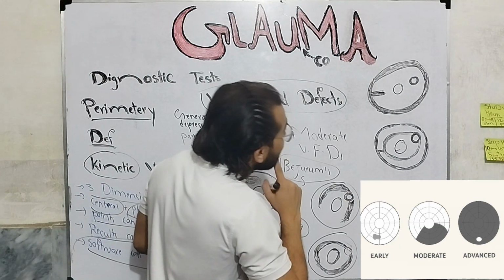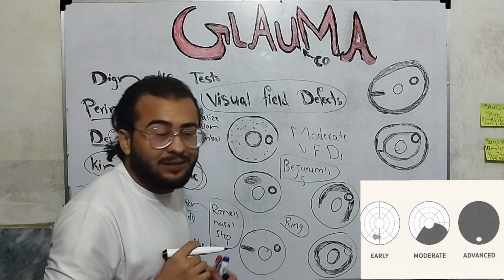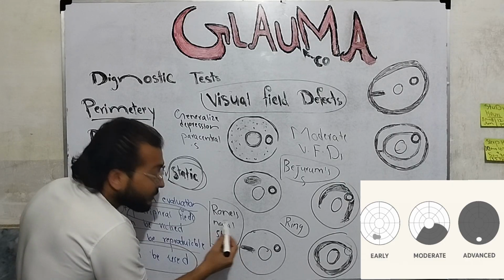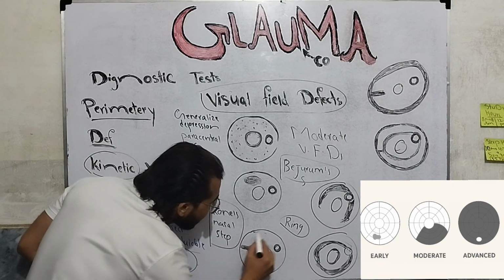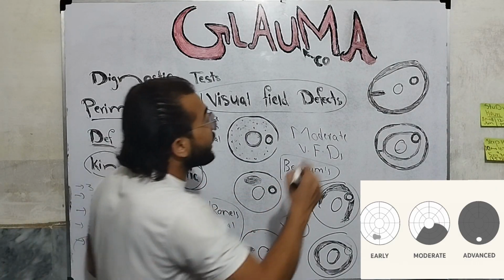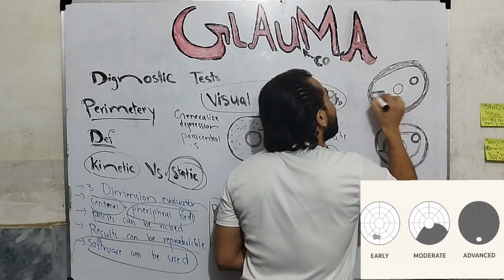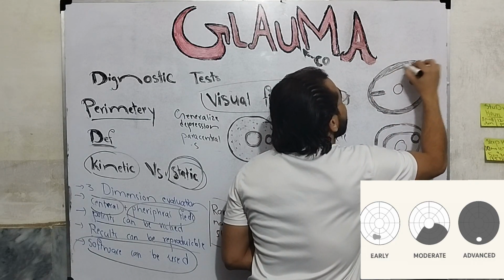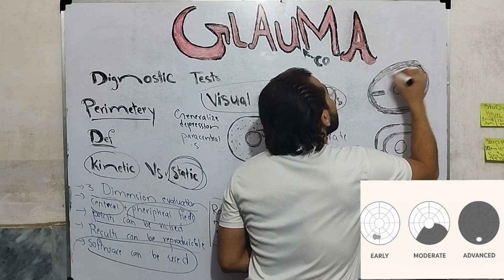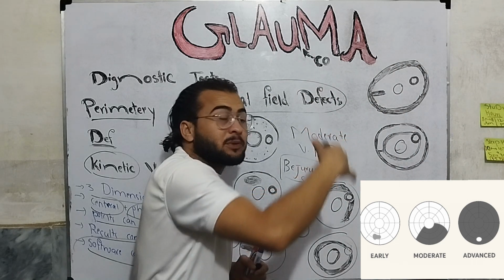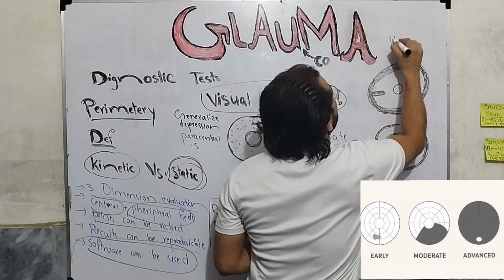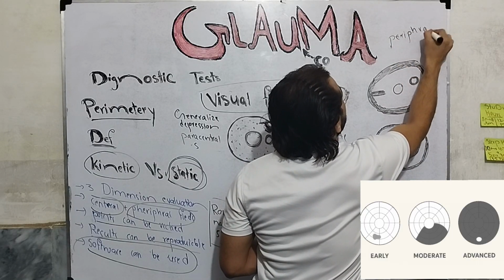Now there can be a peripheral depression. As in the early fields, we have the Ronne's nasal step, this Ronne's nasal step can extend all over the 360 degrees of the peripheral visual field. From this nasal step, the visual field defect can extend all over the peripheral field. This is called peripheral depression.